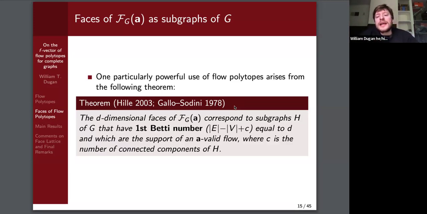And the support of an A-valid flow. It sounds bad, right? But I'll give an example in a few minutes, and you'll see this is not a flaw, it's actually a feature. Sometimes finding all subgraphs of a graph is very hard, but this condition, being the support of an A-valid flow, limits the number of subgraphs we have to look at, and actually often makes the problem tractable. In words, it means your graph can be found as the non-zero entries of some flow. There exists some flow for which your graph is the non-zero entries.